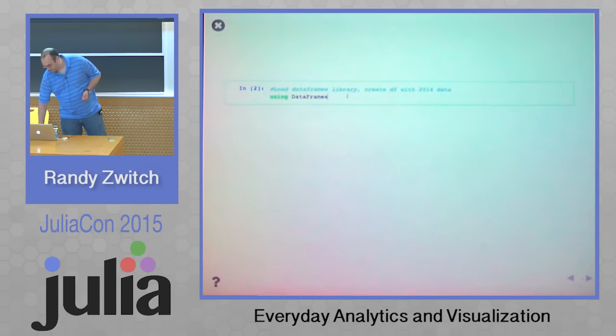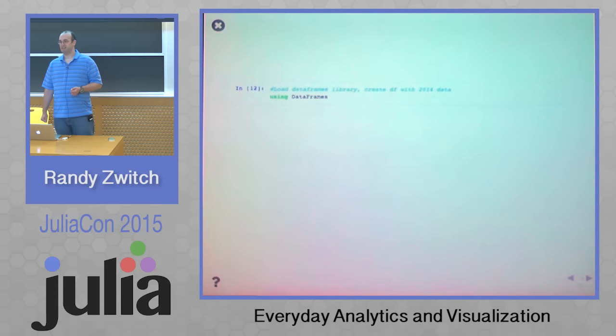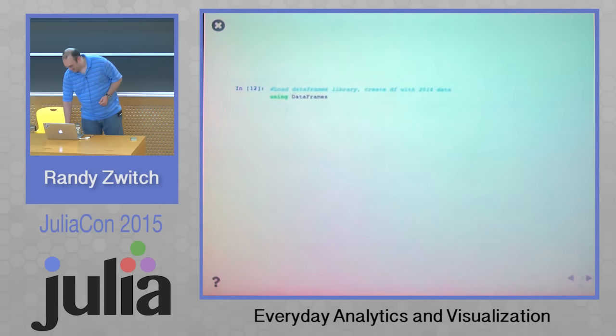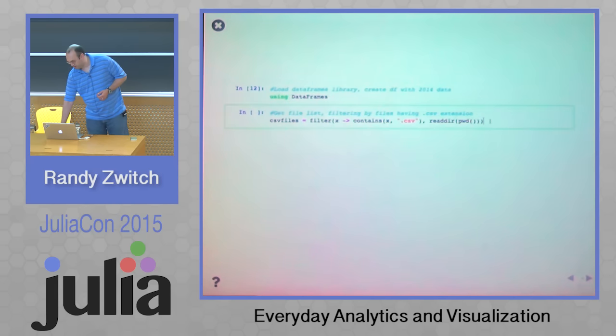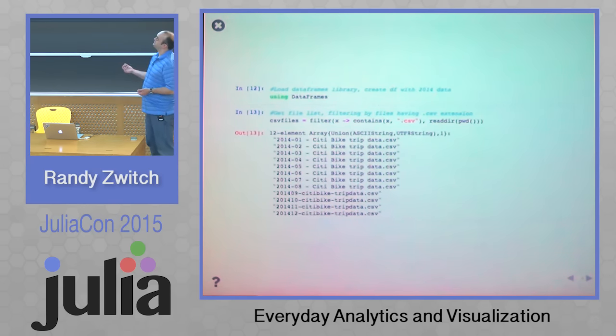Hopefully everyone's familiar with how to load libraries. Again, like I said, I realize that everyone here is pretty much an enthusiast of Julia, so this is perhaps not the talk for everyone. But the next thing we can do is, rather than try and write all these things out by hand, we can just select the CSV files.